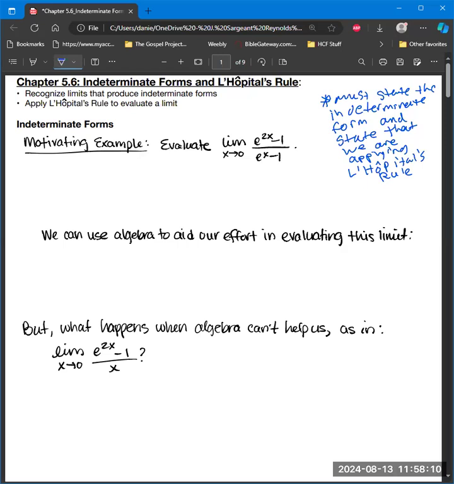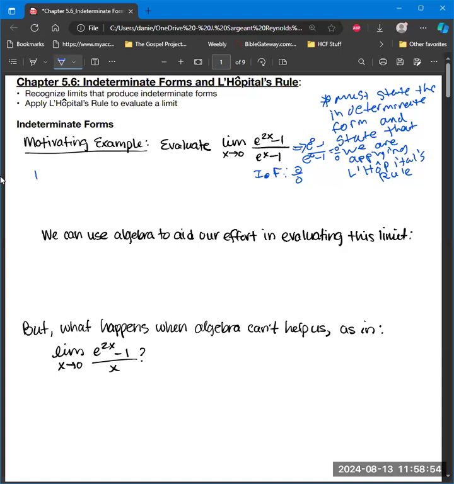If I try direct substitution on this problem, the limit as x approaches 0 of e to the 2x minus 1 over e to the x minus 1, it is going to be e to the 2 times 0, which is 0, minus 1, over e to the 0 minus 1, which is 1 minus 1 over 1 minus 1, so 0 over 0, and that's an indeterminate form. From now on, I'm going to abbreviate indeterminate form as IF, and our indeterminate form is 0 over 0, which usually means that we need to factor.